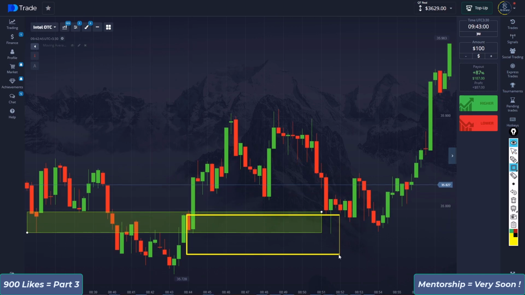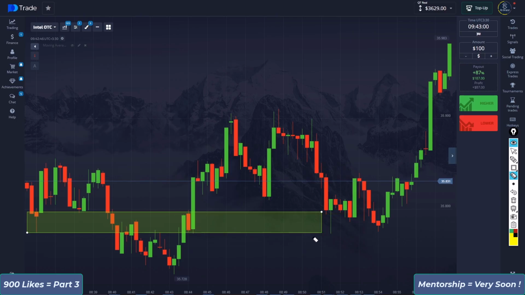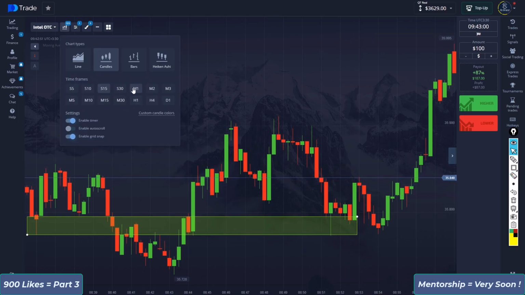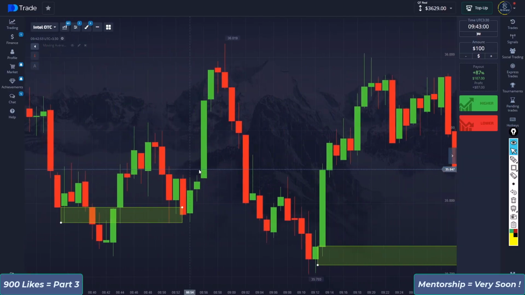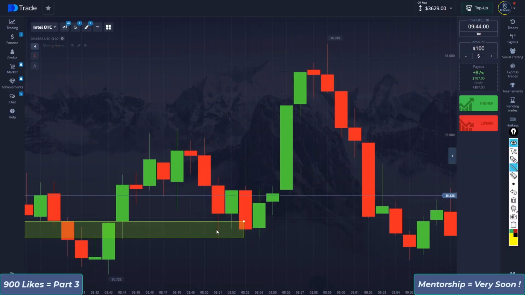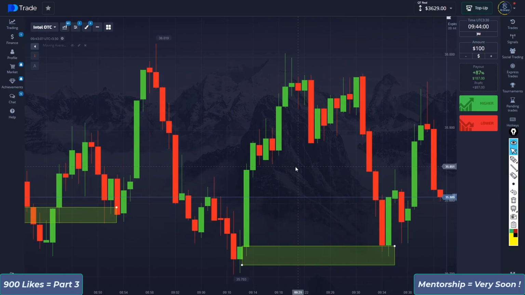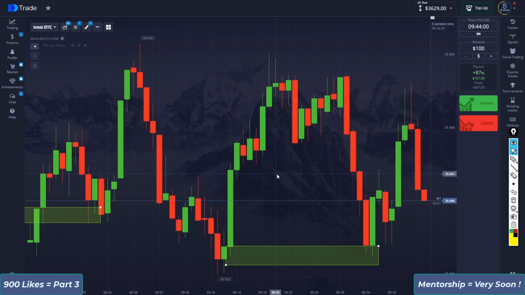So we draw this and our entry is going to be inside of this rally-based rally. If I go to the 1 minute again, you see that even if we were trading rejection, you would still win. If we were going for the 2 minute, you would still win. So that was just another example of QMs.